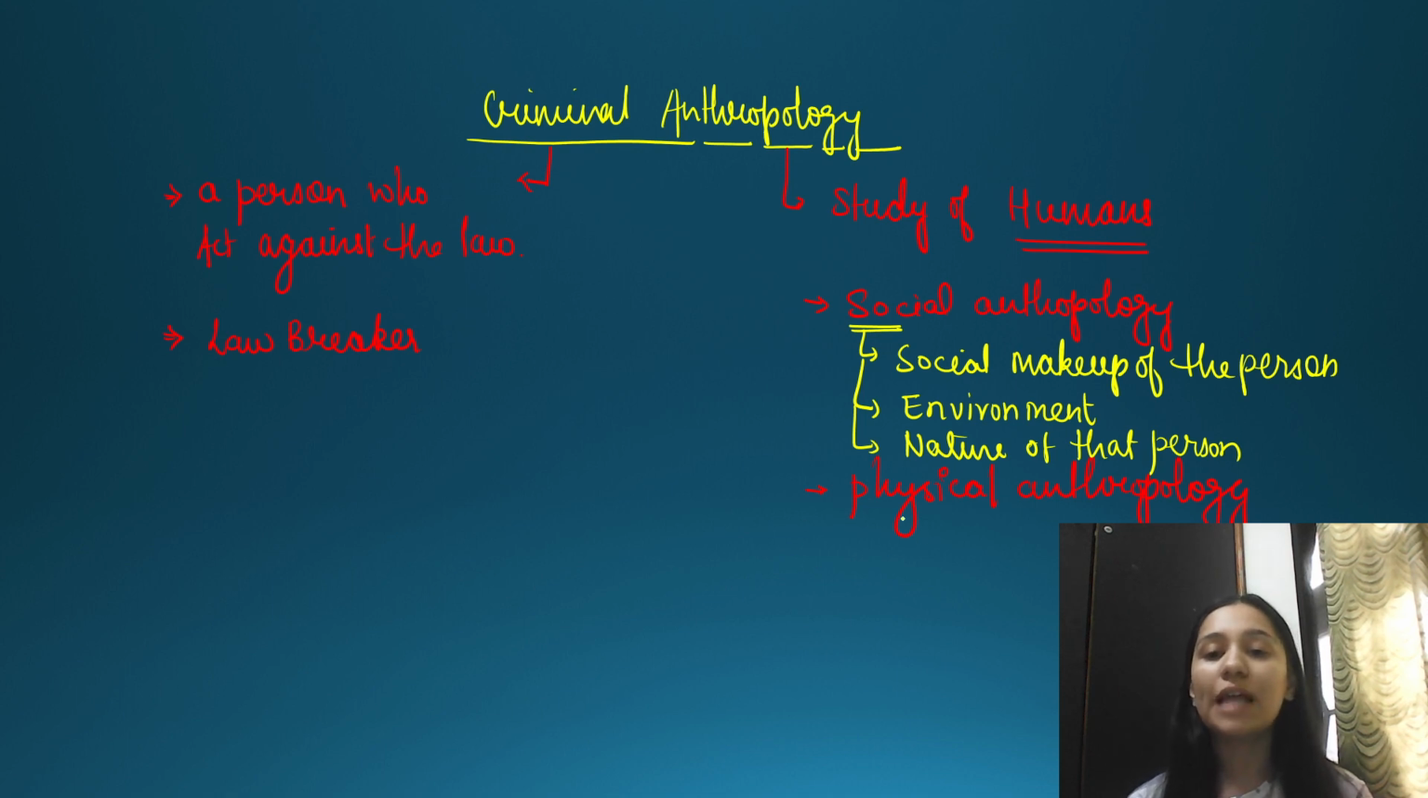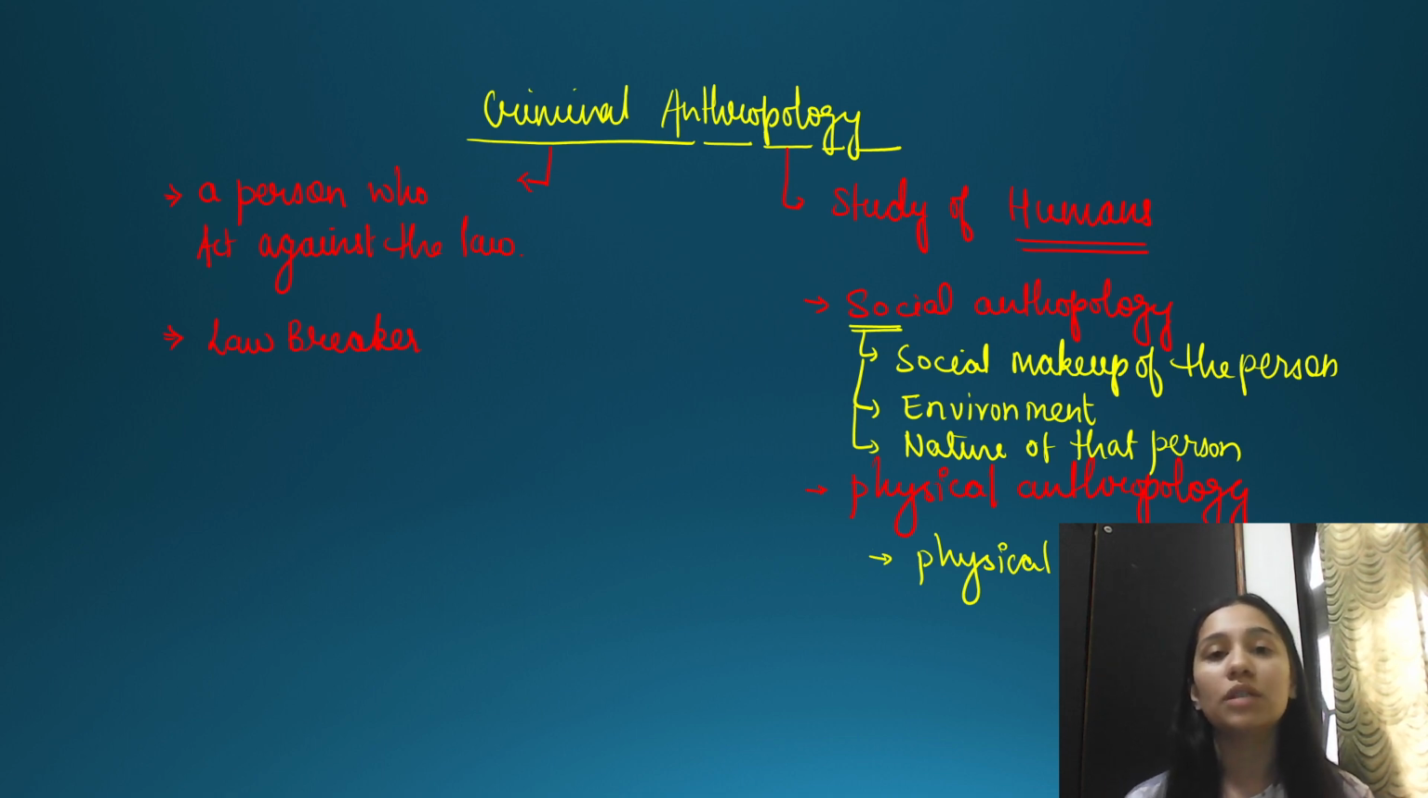Then we have physical anthropology, which deals with the physical makeup of the person. Sometimes, even if everything is all right with the social aspects, something may be wrong with the physical appearance or physical state, and that person may develop some criminal intent.